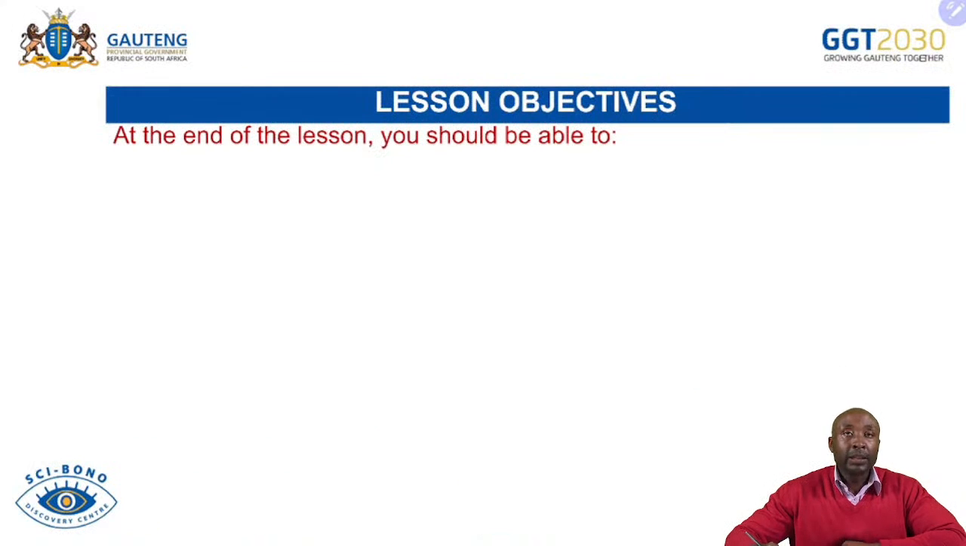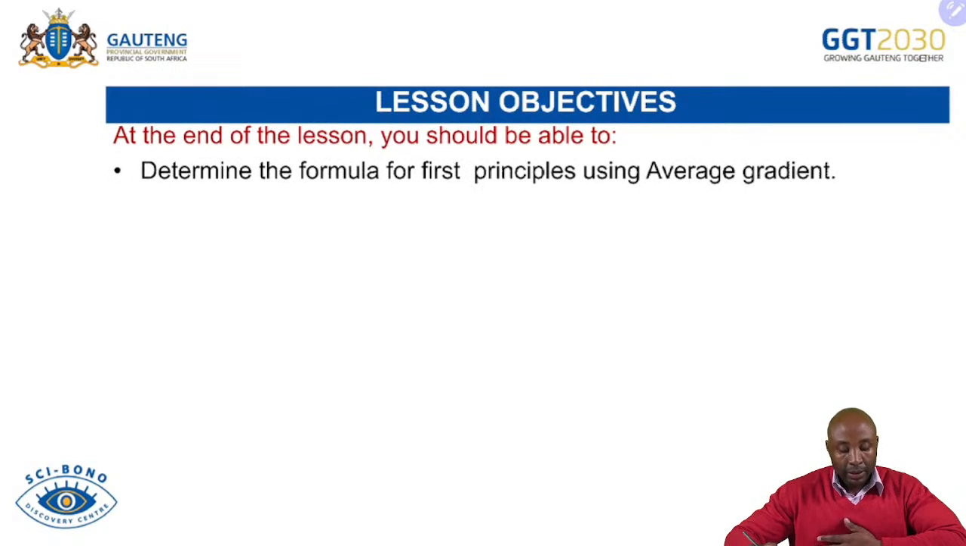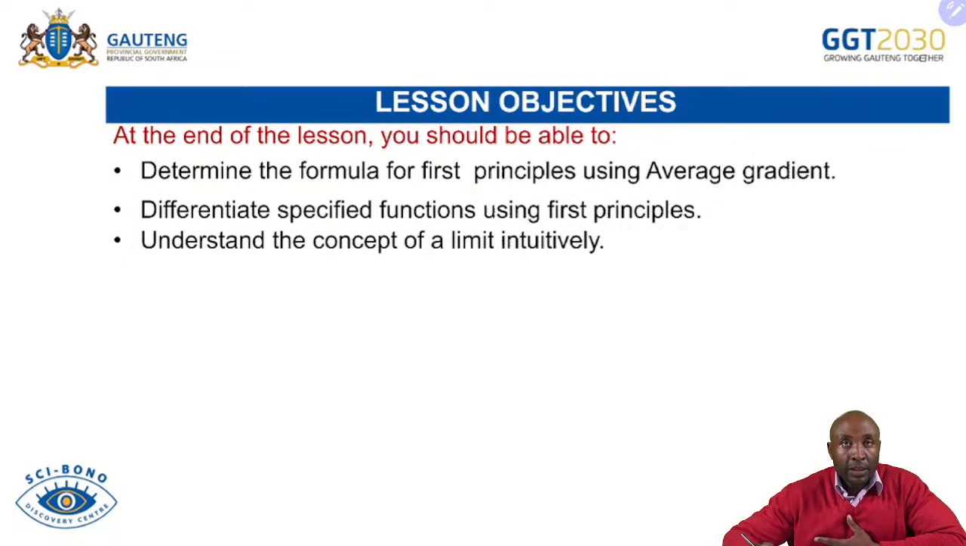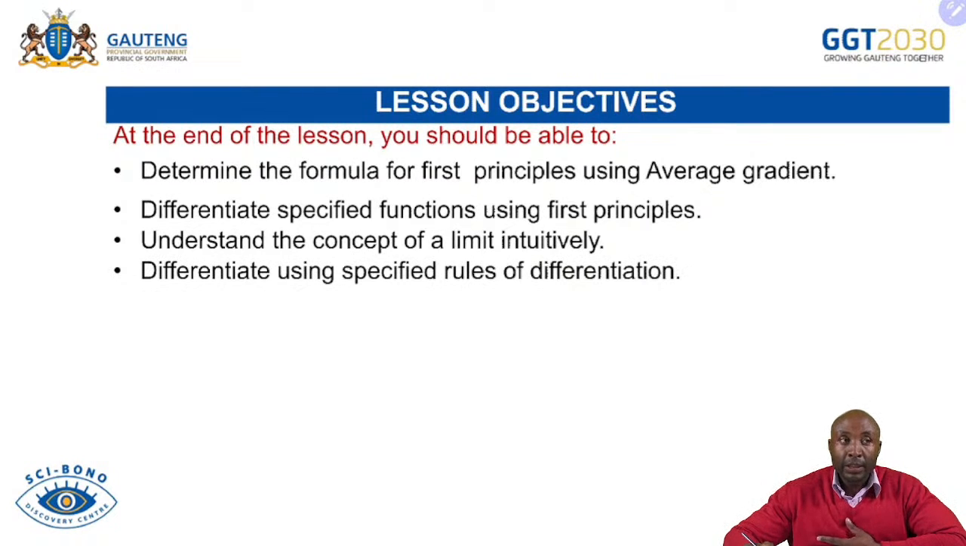At the end of the lesson, we should be able to determine the formula for first principles using average gradient. We should be able to differentiate specified functions using first principles. We should understand the concept of a limit as it is used in our formula for first principle. We should also differentiate using the rules of differentiation or rules of a derivative. You will see these rules coming up as we go along.